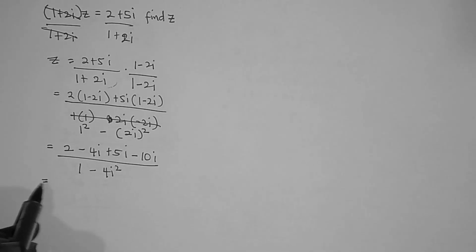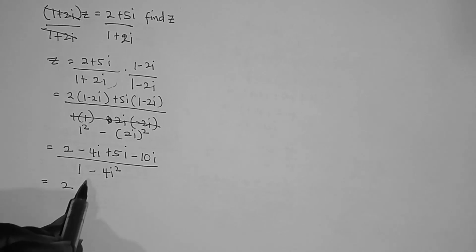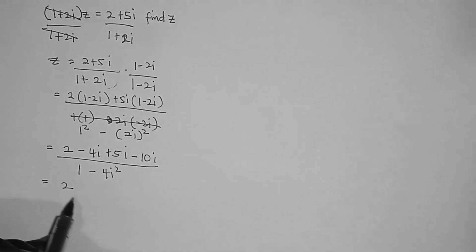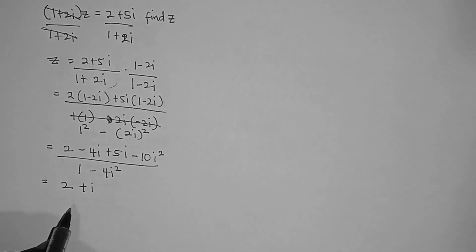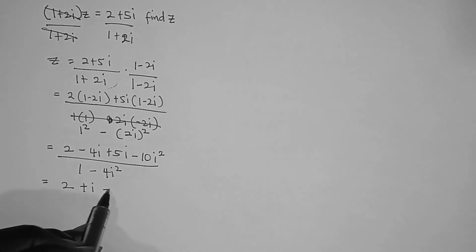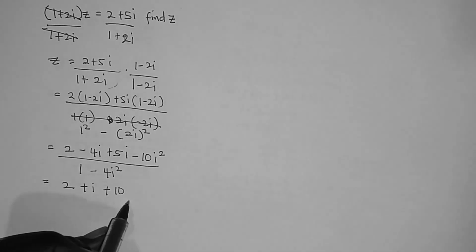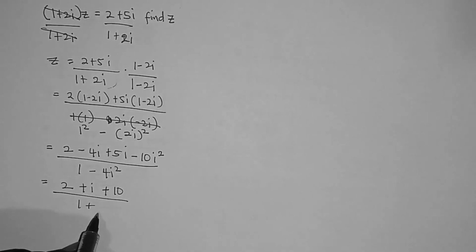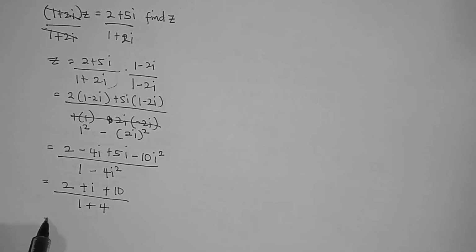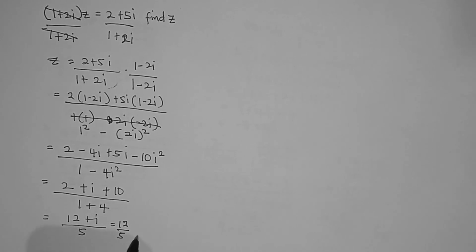And this is equal to 2, then minus 4i plus 5i is plus i. Here is 10i squared. Then minus 10i squared is plus 10, divided by 1 plus 4. So this is equal to 2 plus 10 is 12 plus i divided by 5. And therefore the final answer is 12 divided by 5 plus i divided by 5.